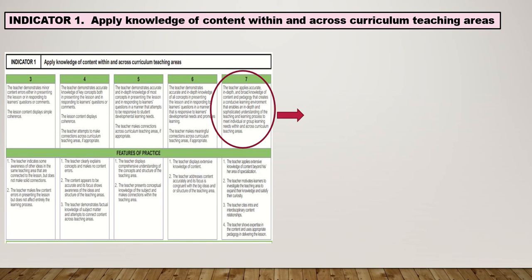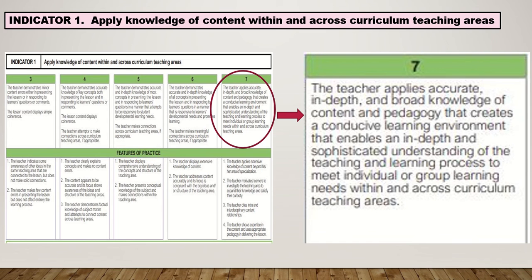For indicator 1, apply knowledge of content within and across curriculum teaching areas. To be rated 7 as the highest, the teacher applies accurate, in-depth, and broad knowledge of content and pedagogy that creates a conducive learning environment that enables an in-depth and sophisticated understanding of the teaching and learning process to meet individual or group learning needs within and across curriculum teaching areas.